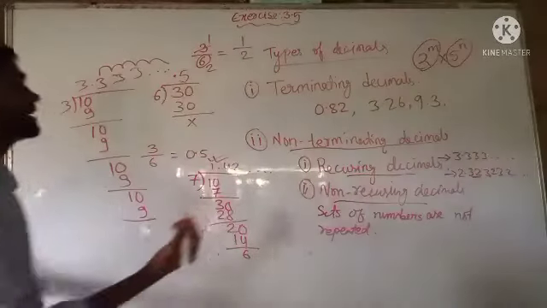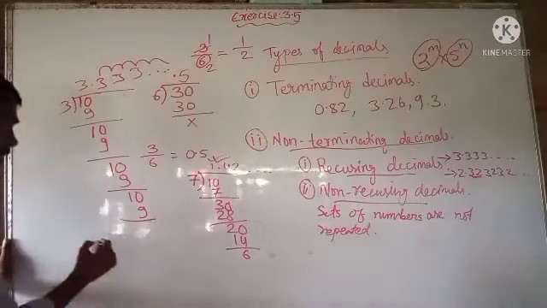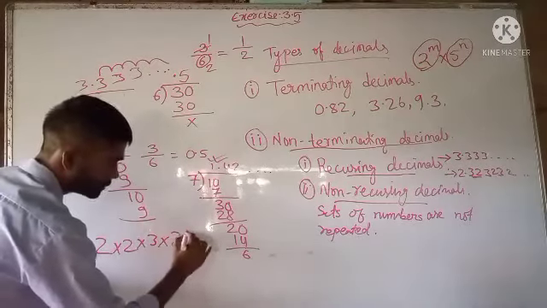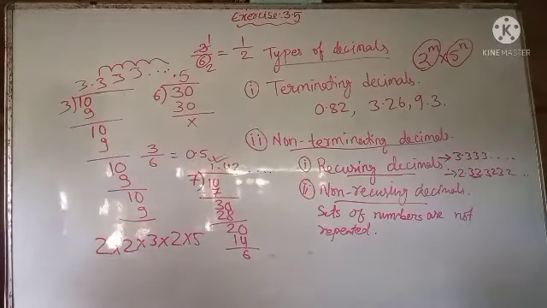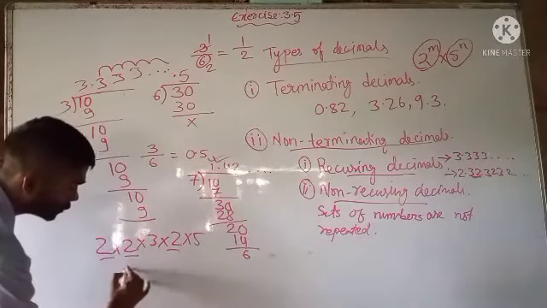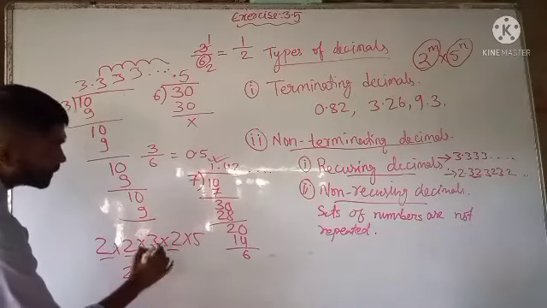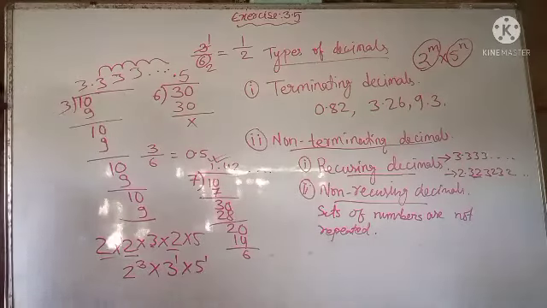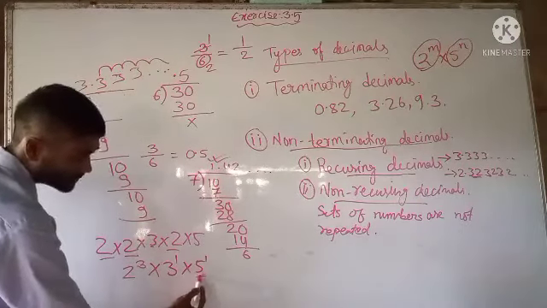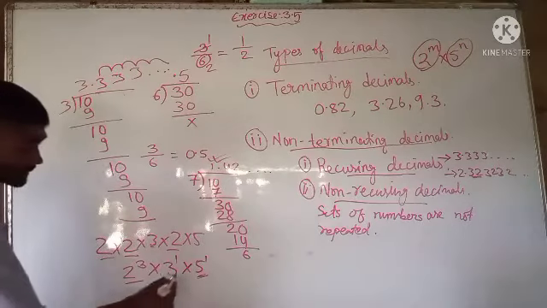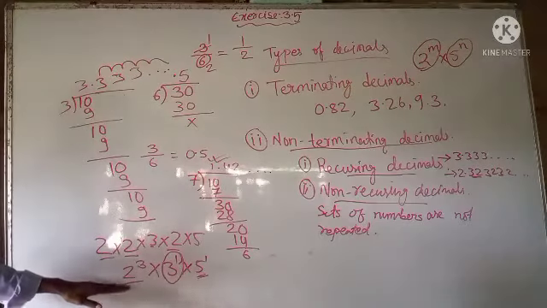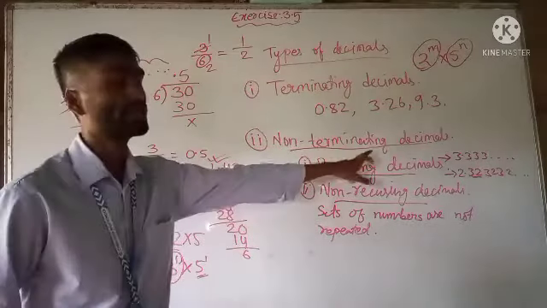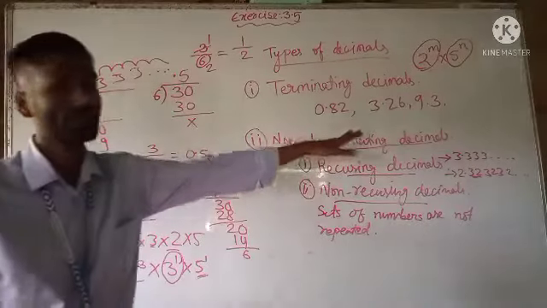For suppose we have divided a number and we got the factors like 2 into 2 into 3 into 2 into 5. That means 2 is multiplied 3 times, so 2 to the power 3, into 3 to the power 1, into 5 to the power 1. Here we can see that 5 is there and 2 is also there, but this 3 is also there. So when we get such factors, we can say that it is a non-terminating decimal. It will have non-terminating decimals.